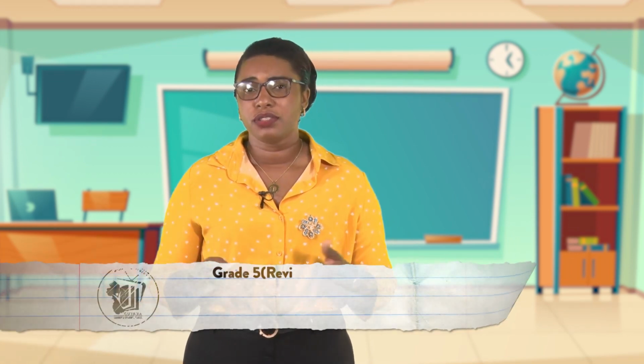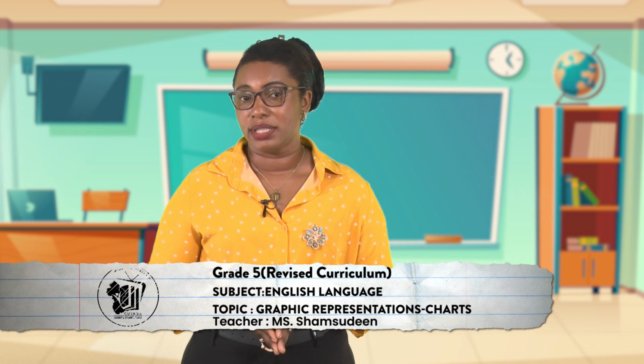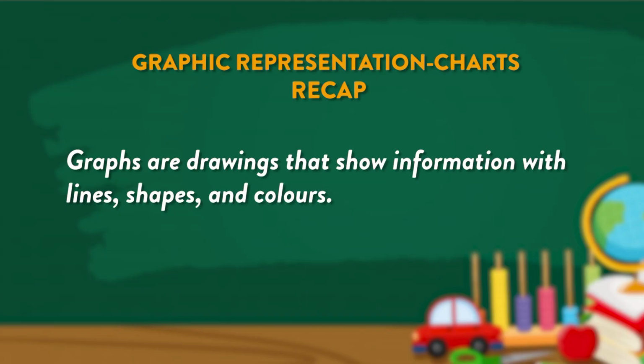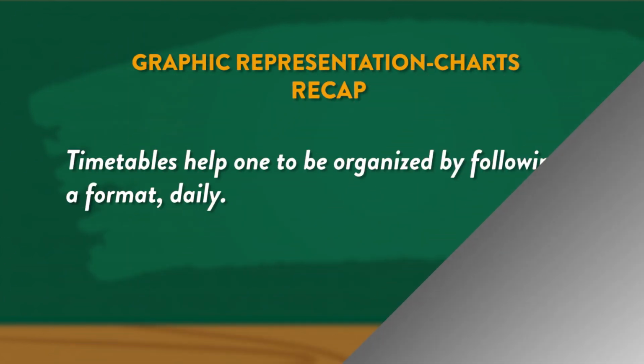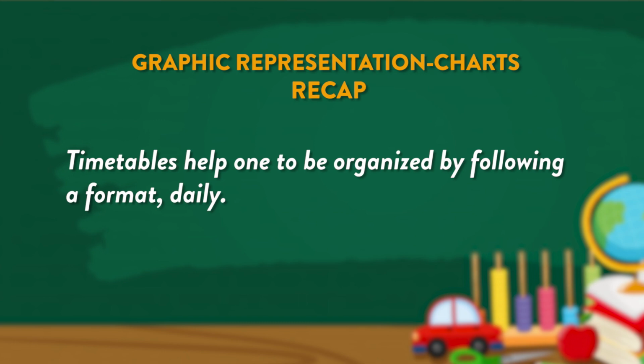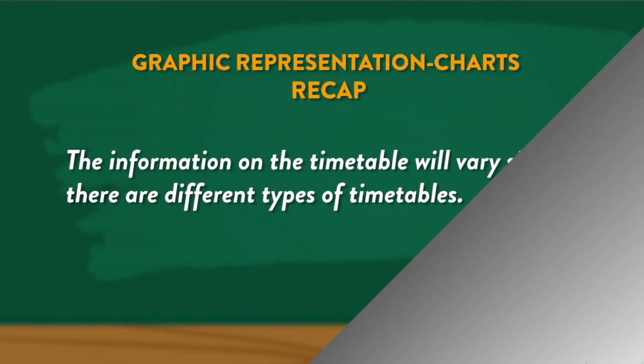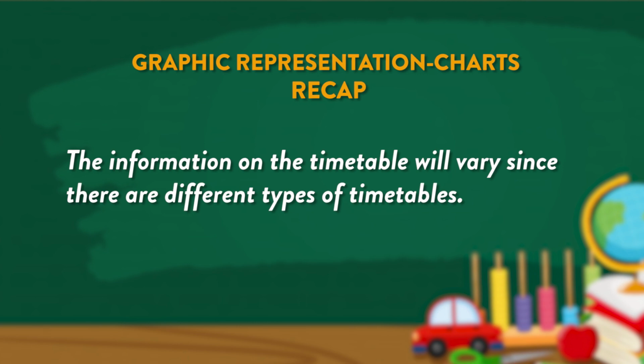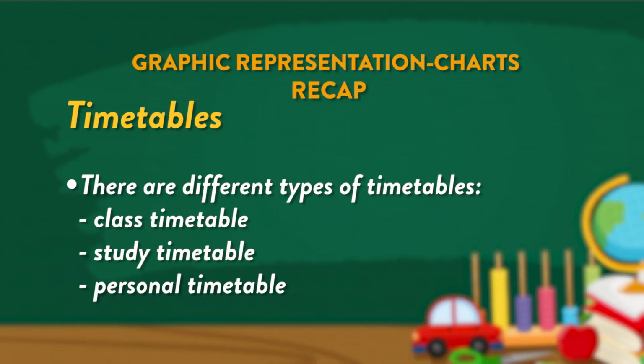So, were you able to follow those graphical representations easily? I am sure you were, because as challenging as some of them were, some of them had really pretty colors for you to look and follow. Graphs are drawings that show information with lines, shapes, and colors. Timetables help us to be organized by following a format daily. The information on timetables will vary since they are different types of timetables. We have class timetables, study timetables, and personal timetables.